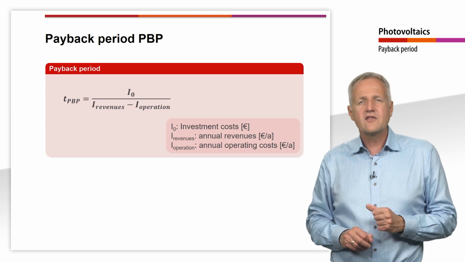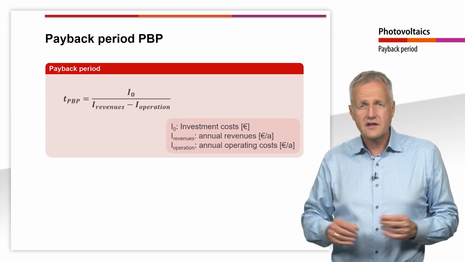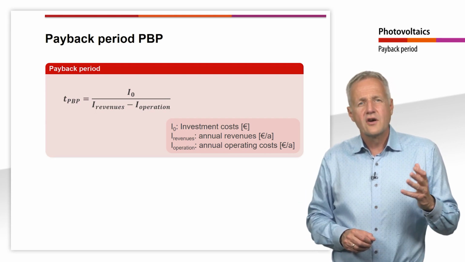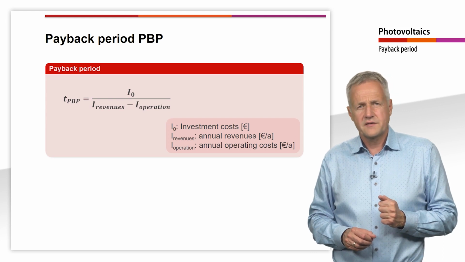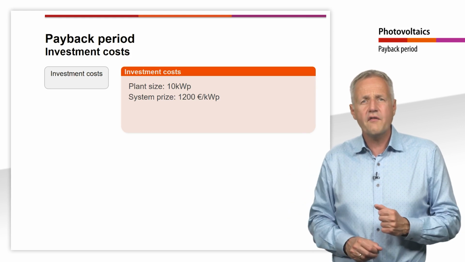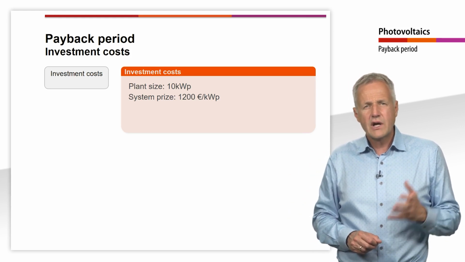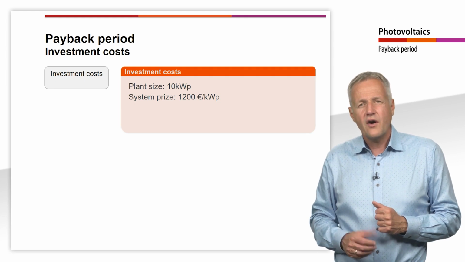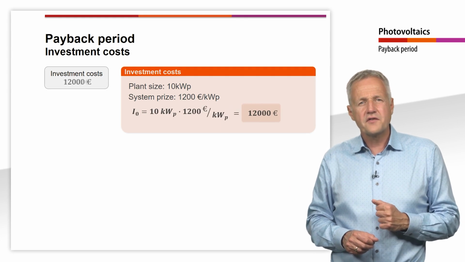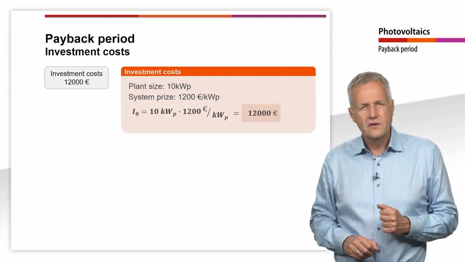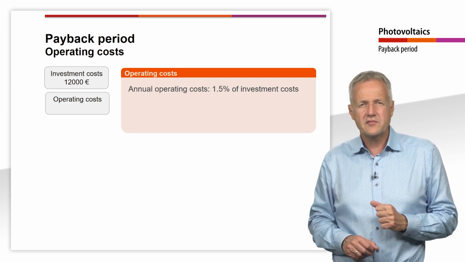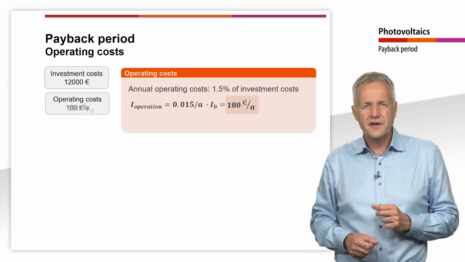On the following slides, we'll take a look at the variables that influence the payback period and the amount it takes for an example plant. For this purpose, we consider a system in Cologne with a size of 10 kilowatt peak. We calculate with a system price of 1,200 euro per kilowatt peak. The investment costs of the plants are therefore 12,000 euro. We assume the annual operating costs to be 1.5% of the investment costs, so they are 180 euro per year.